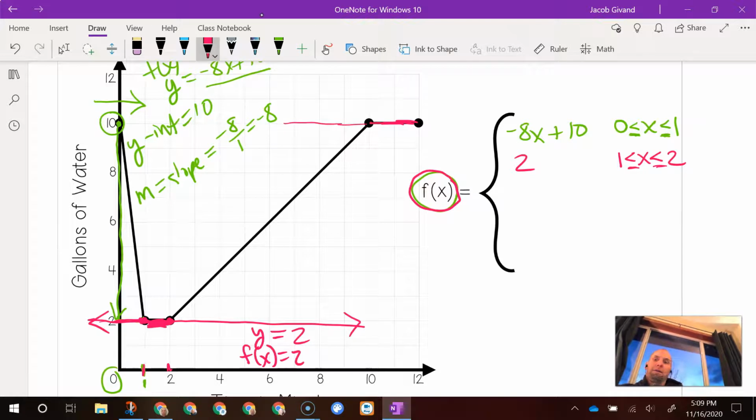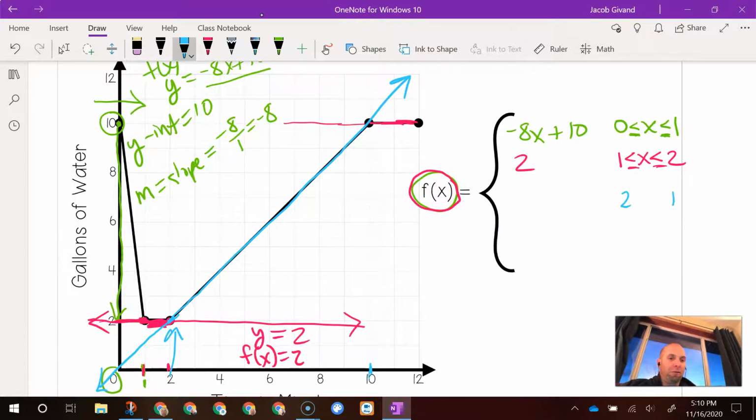Okay, so let me change colors again. We've got this one right here. Now we have this one right here, and I'm going to extend this. So again, on all these, I'm just pretending, what if this line kept going? Now it doesn't. This one only goes from 2, where the black dot is, all the way to where x is 10. So I can write 2 and 10. The domain is between 2 and 10. So that one I already know.